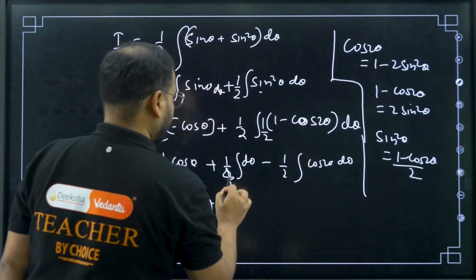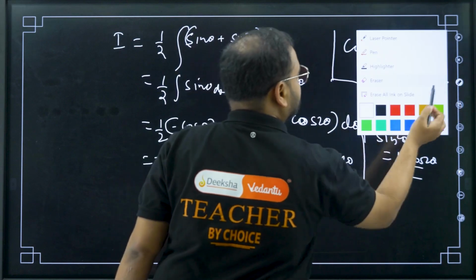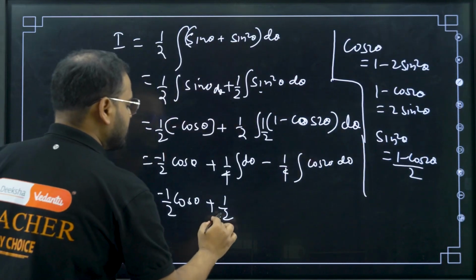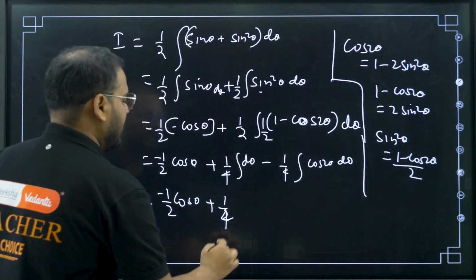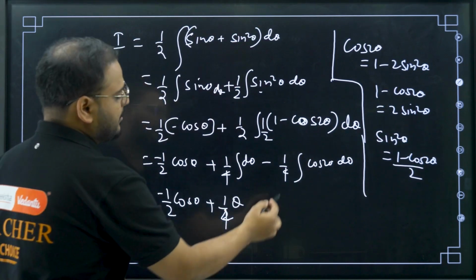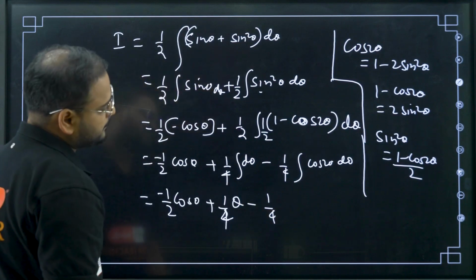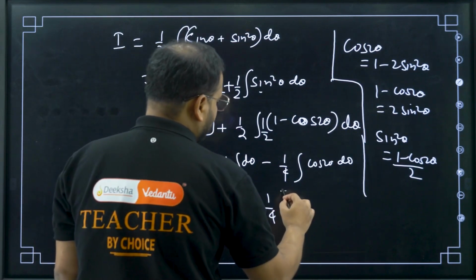I missed a 2, forgive me. This will be simply what? 4 over here, and 4 over here. Okay, so I get this as plus 4. How much is this? Simply theta. Okay, and how much is this? Minus 1 by 4. Now check this integration, whatever I get.